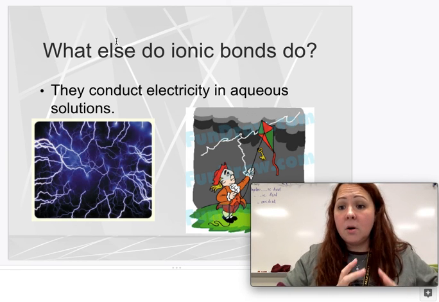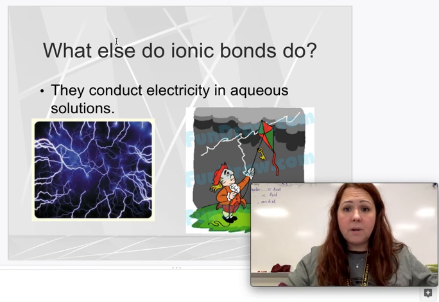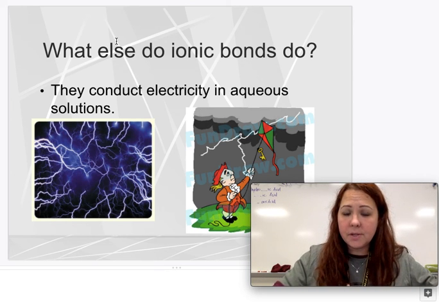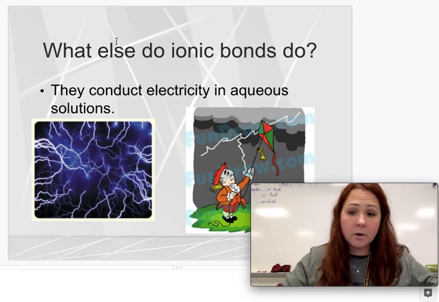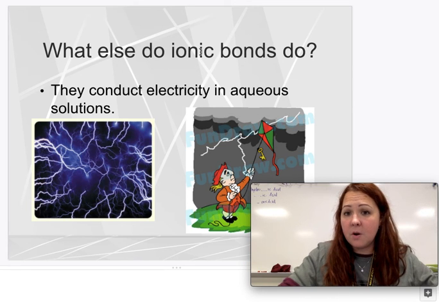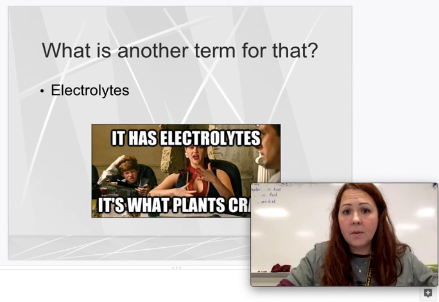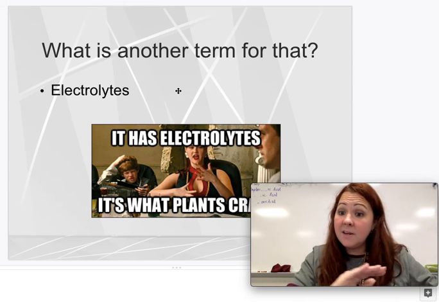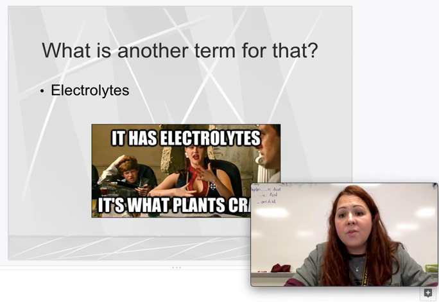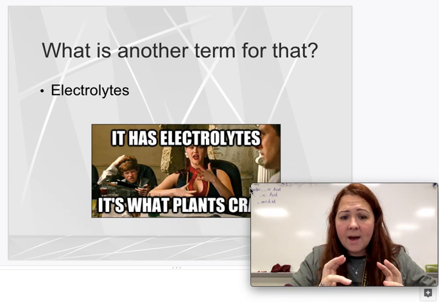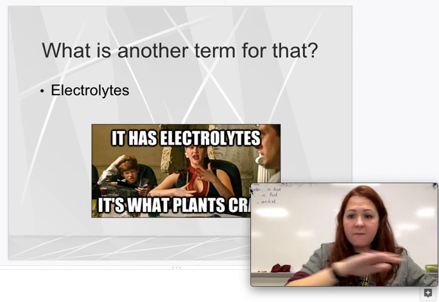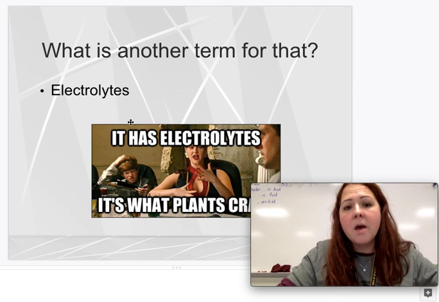Now your ionic bonds, also in a solution, meaning you put it into water, will conduct electricity. So an aqueous solution is just a solution that is made with water. Your aqueous solutions will always conduct electricity if they're ionic bonds. Another term for conducting electricity in a solution is called an electrolyte. So with your electrolytes, you have your ionic bond dissolved in water, pass electricity through it. If it travels through it, it's called an electrolyte.